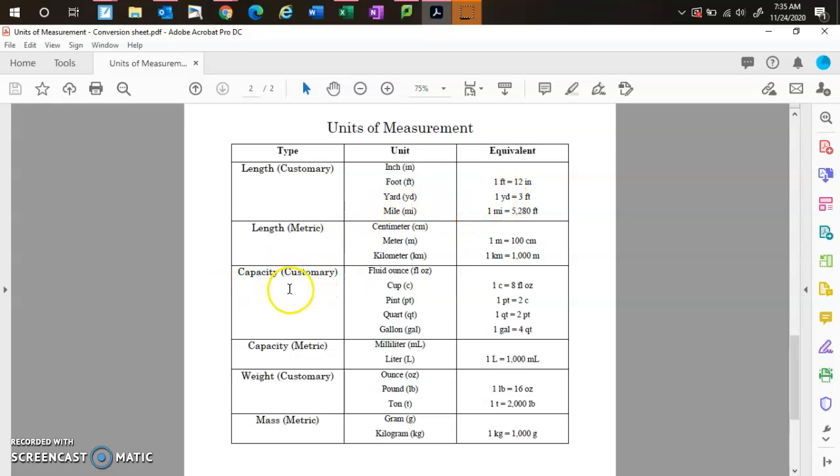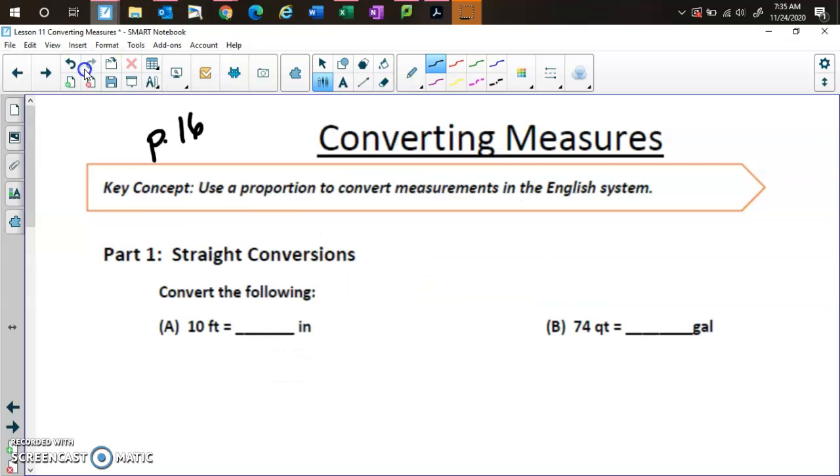When you talk about capacity, that's when you're filling something. So that's what we saw on the front. Fluid ounces, like if you think about a water bottle, you have cups, pints, quarts, gallons, and you can see the different measurements here. This is what was found on the front, but 1 cup equals 8 fluid ounces. Customary weights, we talk about ounces, pounds, tons, so you can see the conversions here. So we're going to be using those today.